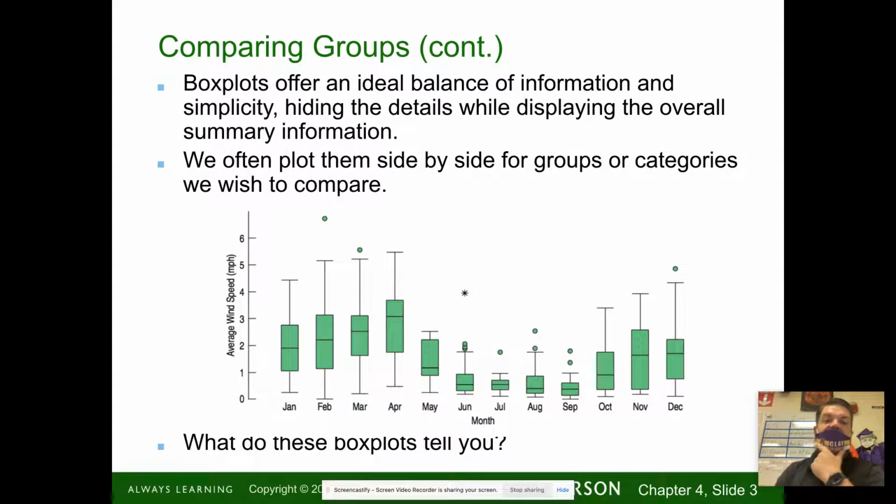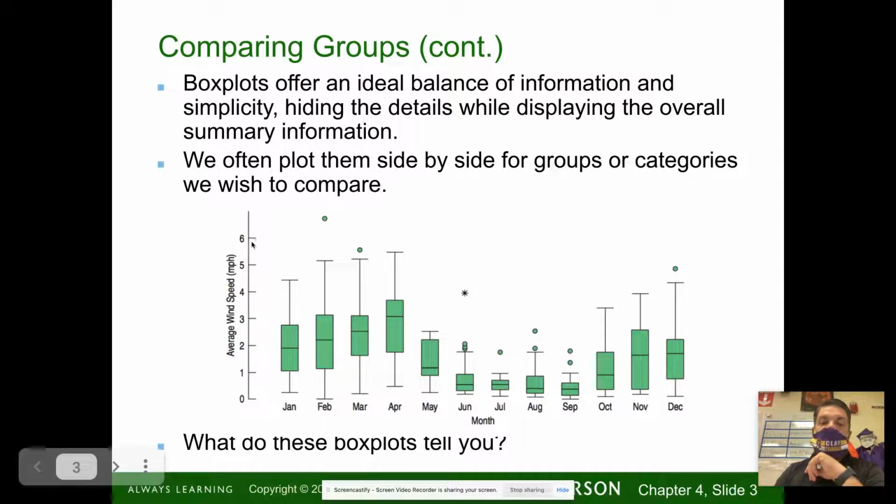So now, box plots offer an ideal balance of information and simplicity, hiding the details while displaying overall summary information. We often plot them side by side for groups or categories that we wish to compare. And so now this is a different arrangement. It says the average wind speed, so they changed the axis, and then this is the month.